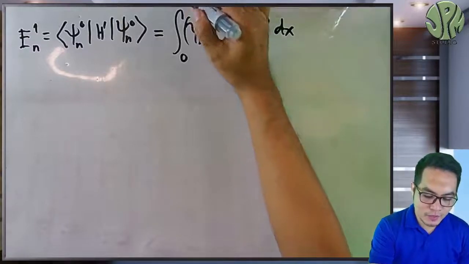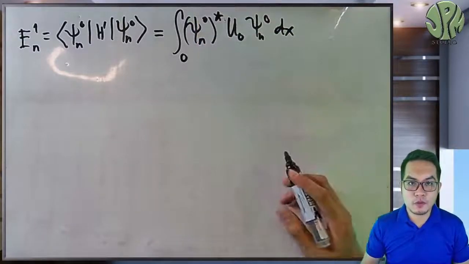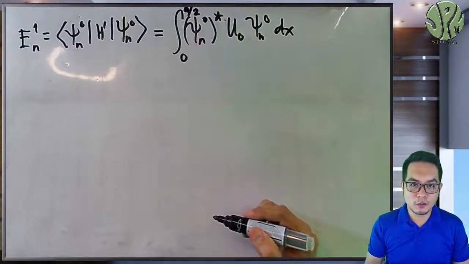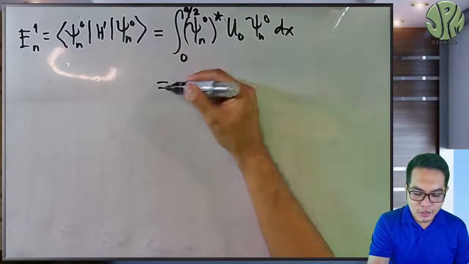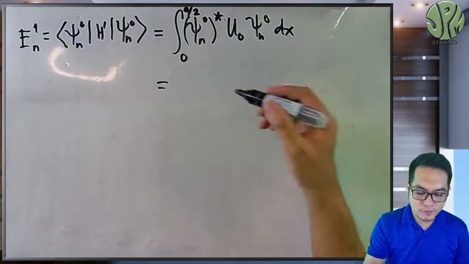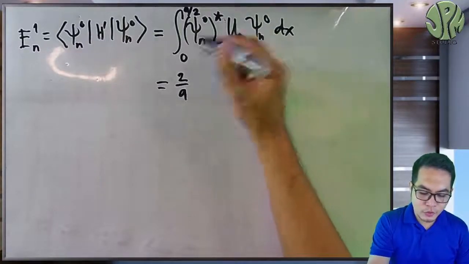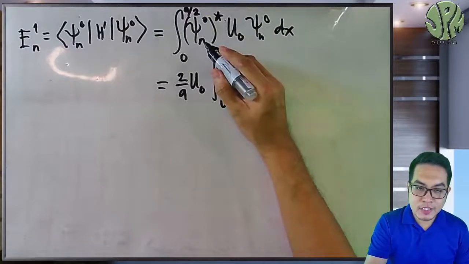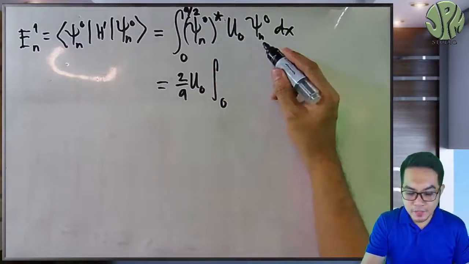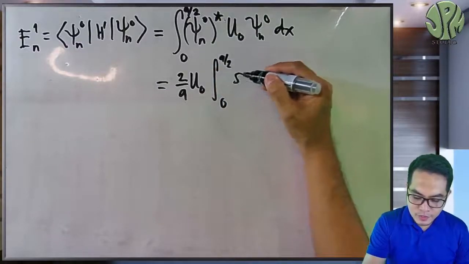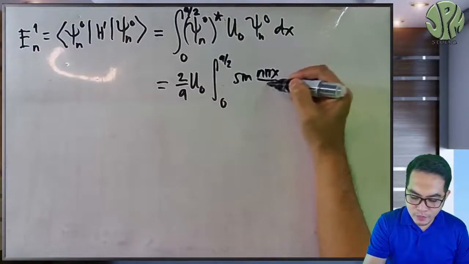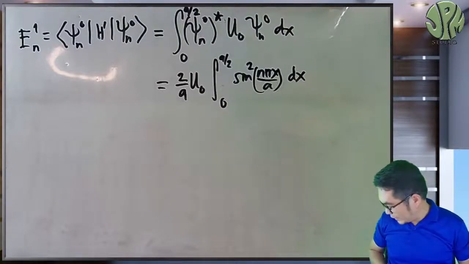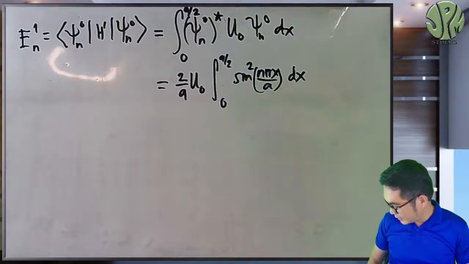If the limit is from 0 to a, then you can use the orthonormality condition. But the limit here is from 0 to a over 2. So we have psi n0, that's square root of 2 over a. There's a square root of 2 over a, so you will have 2 over a. u naught is just a constant. You take it out of the integral, and then you have an integral of sine n pi x over a, times sine n pi x over a. So basically you will have sine n pi x over a squared, or sine squared. So you will get an integral of sine squared.